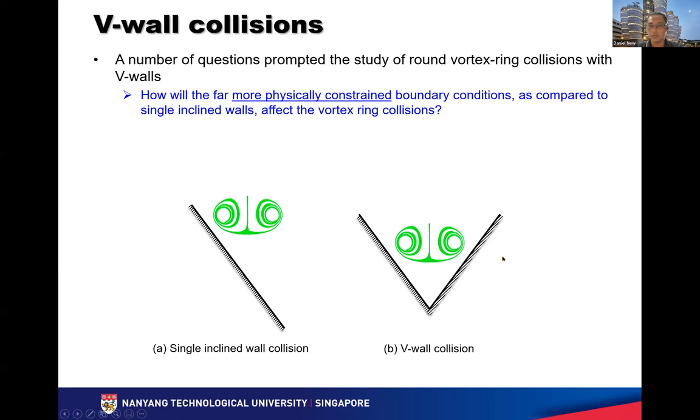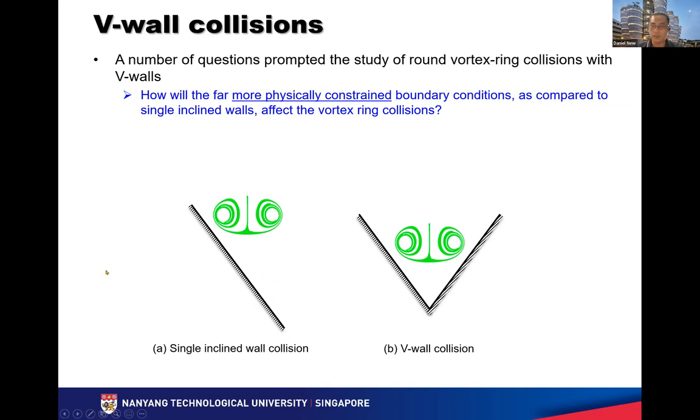However, if we have a V-wall collision, things actually look a little bit different if you think about it, because now we're going to have flow that's been constricted here and constricted here. So surely the flow must go somewhere else instead of down the slope of the simple inclined wall, okay?